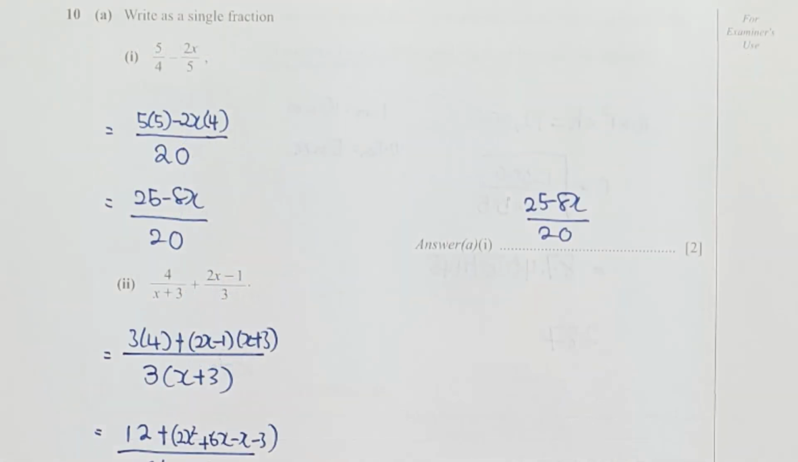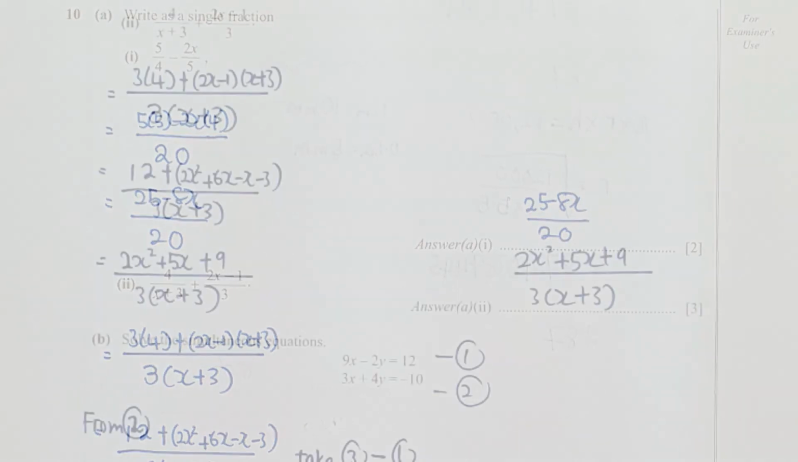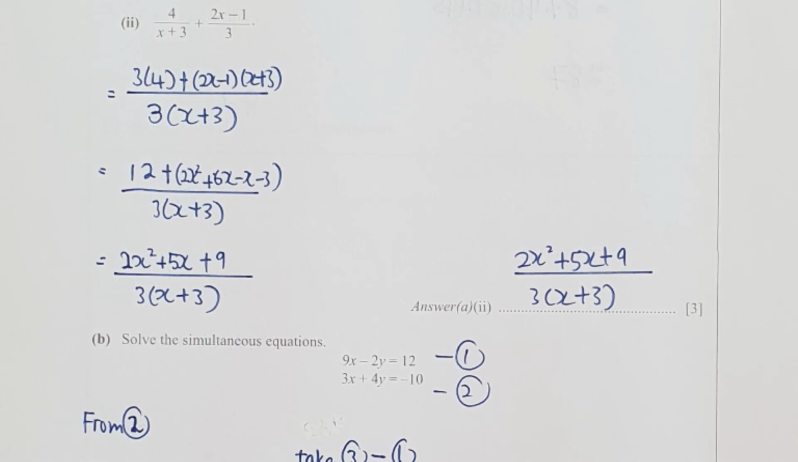Question 10, relatively simple question among all the other questions that's here. First thing, at part A number 1, I change their denominator into the same, which is 20, and I get the numerator's final results as 25 minus 8x. Similar method was used in part 2 as well, and you will have a denominator of 3 bracket x plus 3, whereby for the numerator it is actually 2x squared plus 5x plus 9 after the calculation.